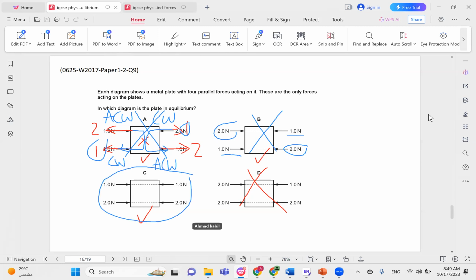If you replace everything, this is going to be 1, this is going to be 1, this is going to be 2 here, and this is going to be 2. And if you join here and here, you're going to see that these together form the anti-clockwise moment. So these are both anti-clockwise, whereas the other 2 are clockwise. So the sum of forces in the clockwise direction is 3, and the sum of forces in the anti-clockwise direction is 3. So it completely balances out.